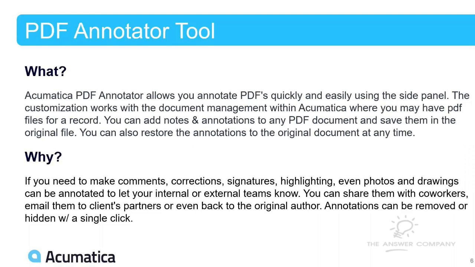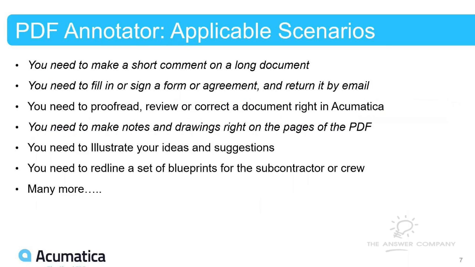So we're going to take a look at that here. Different applicable scenarios. These are just examples. There's many more, which you can see in the bottom bullet point there. But the ability to comment on a document, the ability to fill in or sign an agreement and return it by email. You need to proofread, review, or correct a document right in Acumatica. You can now do that. You want to make notes or drawings or redline on certain pages of a PDF. So perhaps it's a set of blueprints, or it's a sales order, or it's a service order. You have the ability to modify those documents, invoices, purchase orders, subcontracts, whatever those PDF docs might be.